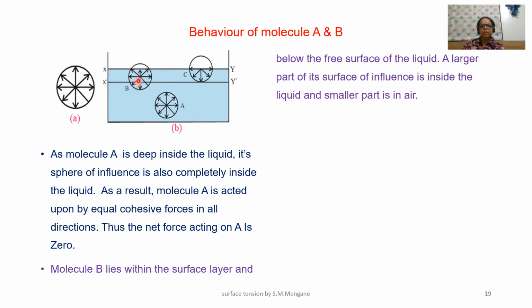Now see molecule B. Taking B as a center and the range of molecular attraction as radius, we can draw the sphere of influence of the molecule like this. What is the position of B? B is in the surface film. Of the sphere of influence, the maximum part of B lies inside the liquid and a very small part is in air. This air molecule exerts adhesive force.